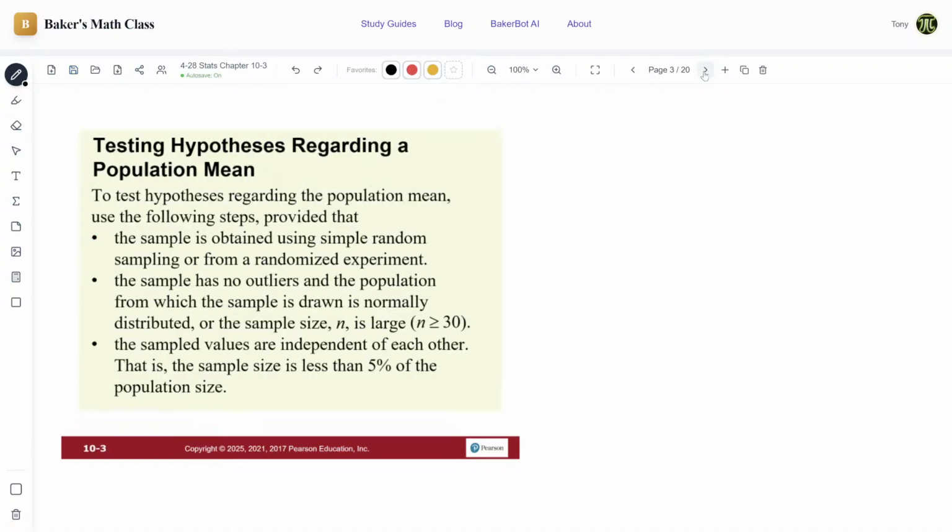So a couple of things that we need to make sure of first. Sample has to be obtained by a random sampling or a randomized experiment. It should contain no outliers. So we can't have any outliers in the data. If you do, you remove the outliers. And the population from which the sample is drawn is normally distributed, or the sample size is large, more than 30 pieces of information. Sample values are independent, and that it's less than 5% of the population. So those are pretty much the same as the proportion, except that there's no outliers in the information, and we have to have a large enough sample.